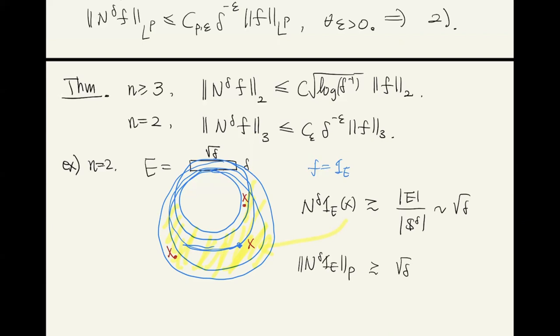So from here, we can obtain that the LP norm is bigger than or equal to root delta, because the measure of this colored area is about 1. If we now divide this by the LP norm of this set, we get delta^(3/2p). So this is delta^(1/2 - 3/2p).